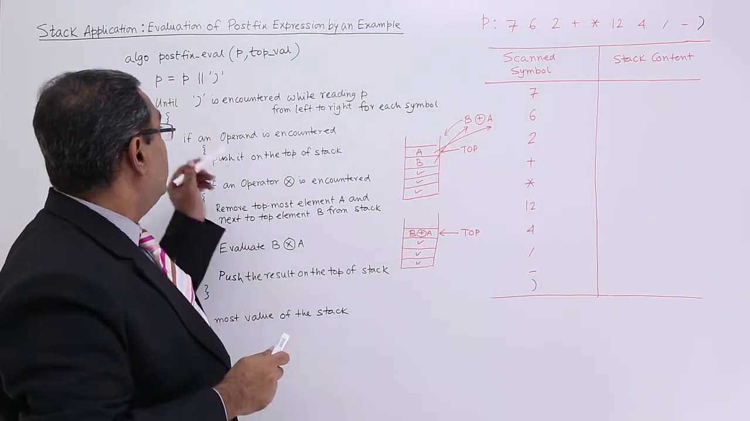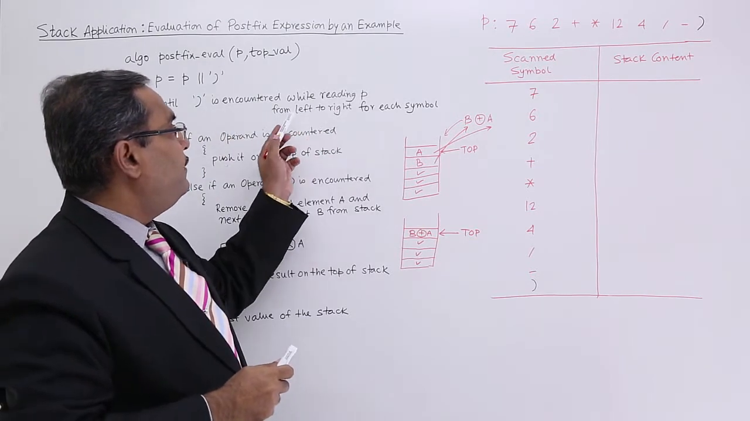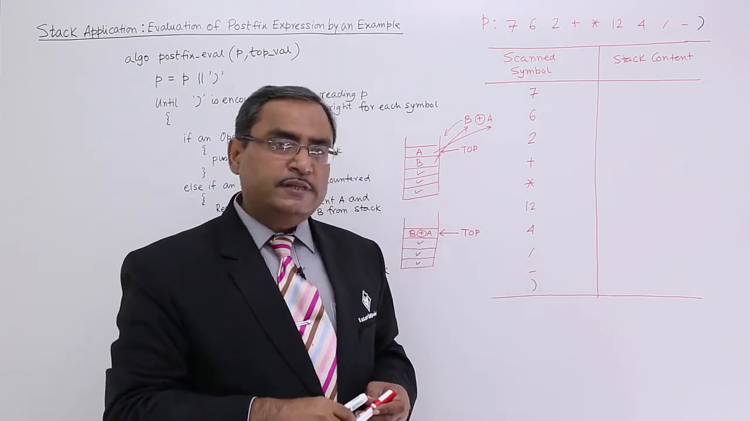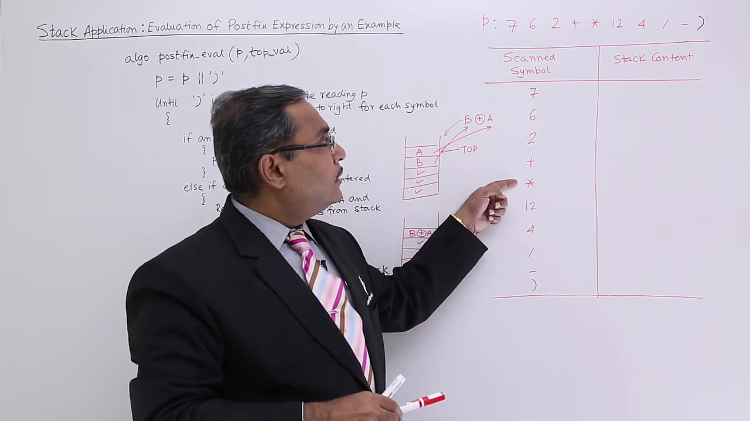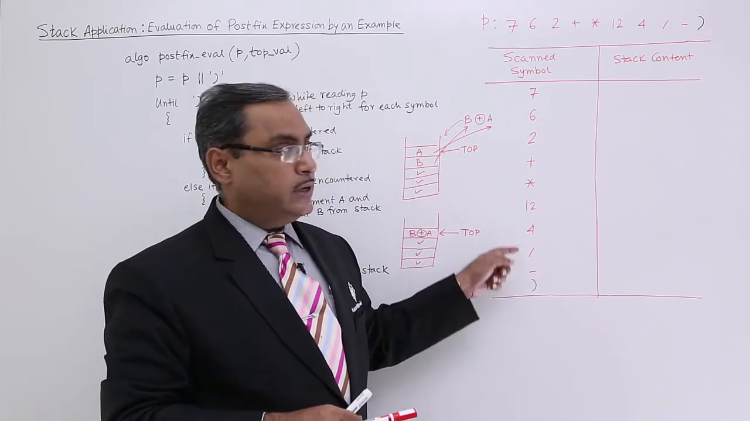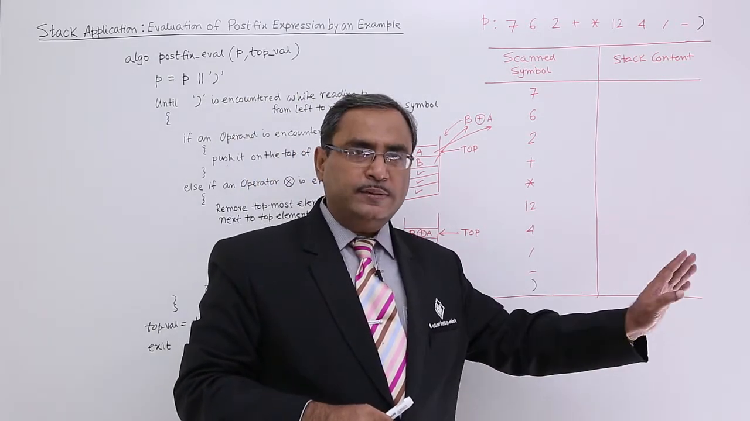Okay, now, until this closing bracket is encountered, while reading P from left to right, for each symbol. So now from left to right I shall read each and every symbol: 7 6 2 plus star 12 4 slash minus and this closing bracket. I shall read all the symbols from left to right, one after another, symbol by symbol.